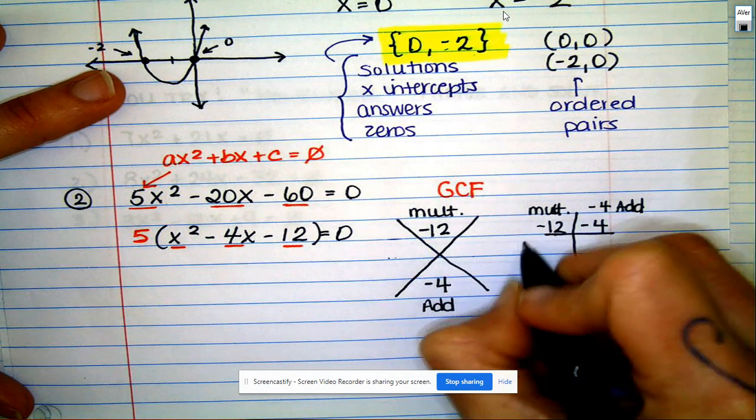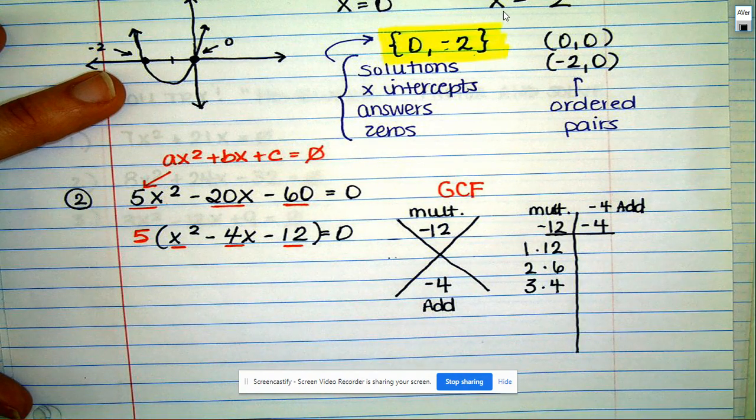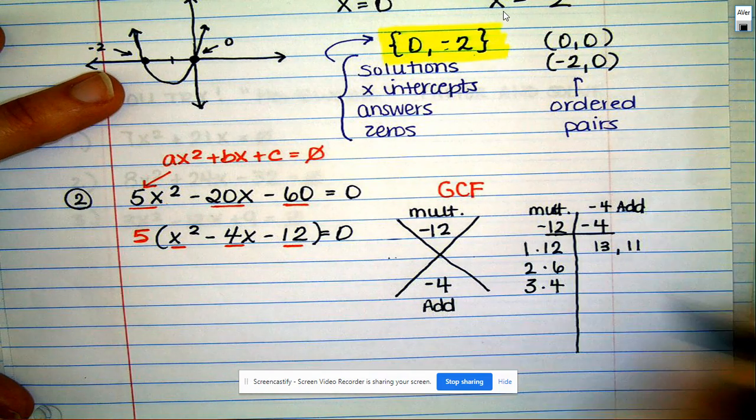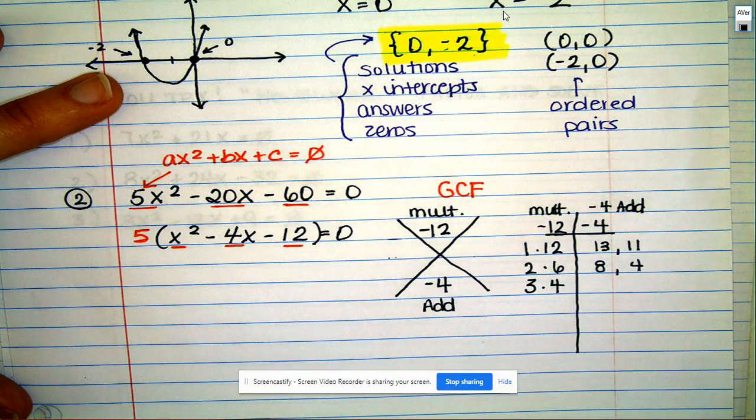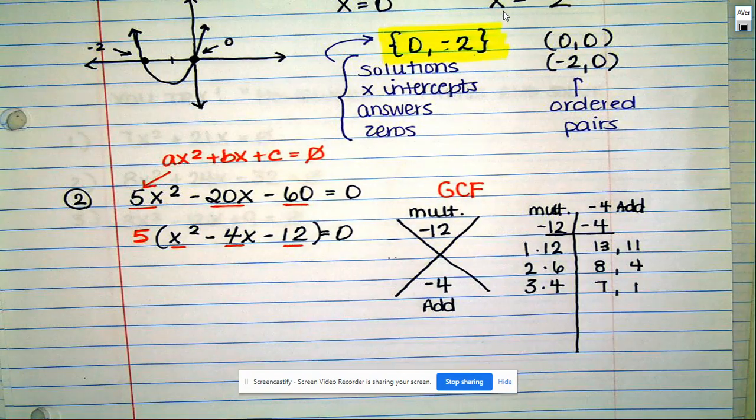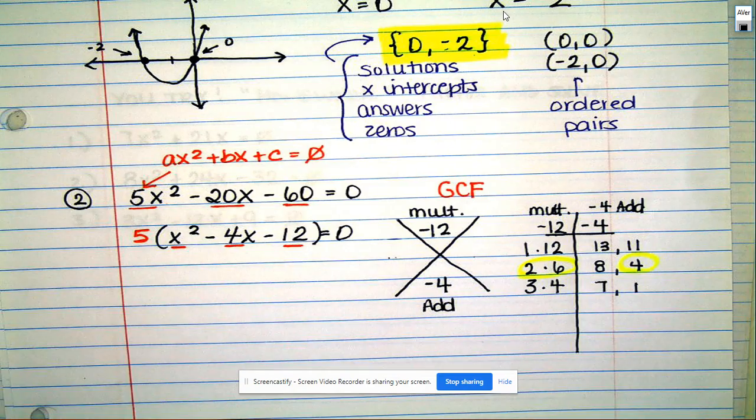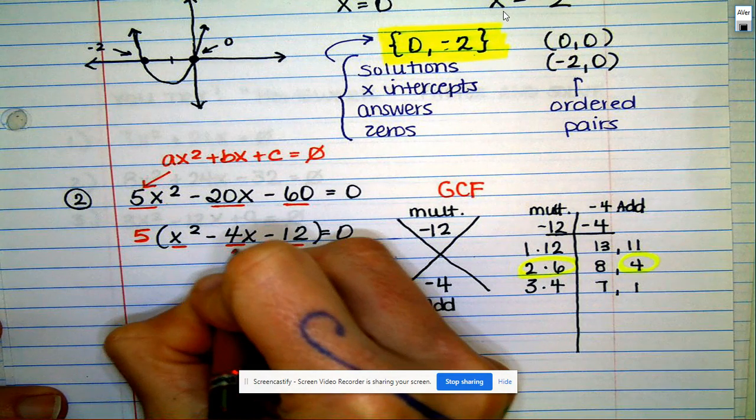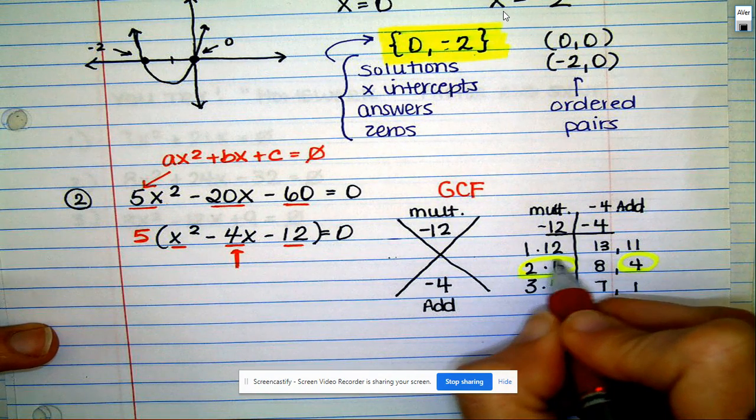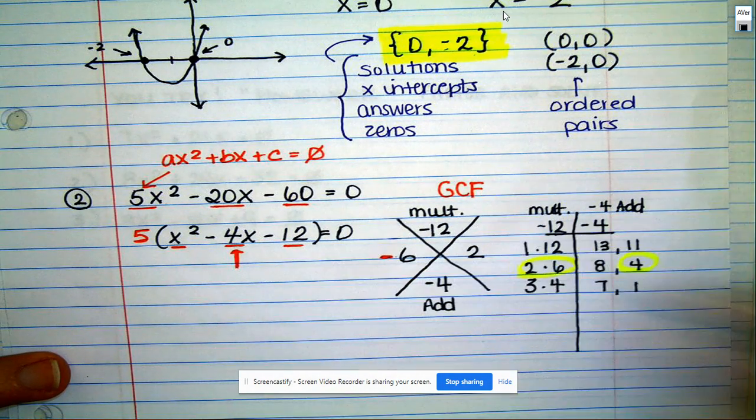So I have 1 and 12, 2 and 6, 3 and 4, and then no more. 1 and 12 will either give me 13 or 11, depending on if we add or subtract. 2 and 6 will give me 8 or 4. That one's looking good. 3 and 4 gives me 7 or 1. So we definitely want to be looking at this pair because it gives me that 4. Now, is the B value negative or positive? Because it's negative, the bigger factor is going to be negative. So we're going to make this a negative 6 and a positive 2. So these two guys are our factors.